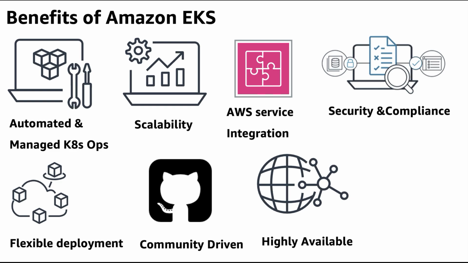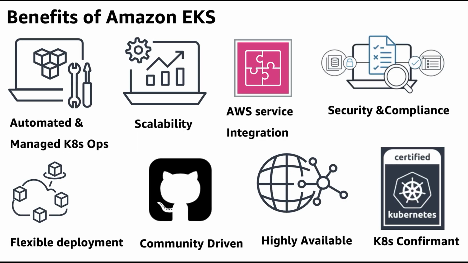Amazon EKS runs and scales the Kubernetes control plane across multiple AWS Availability Zones to ensure high availability. This control plane consists of at least 2 API server instances and 3 etcd instances that run across 3 Availability Zones within an AWS Region.